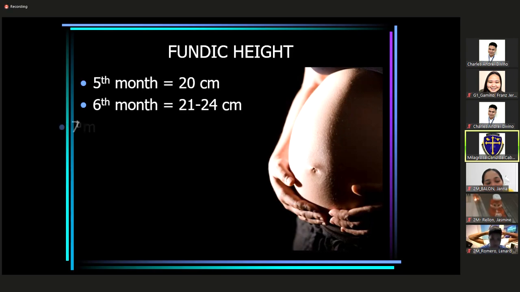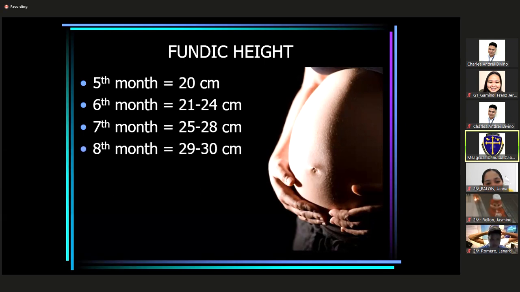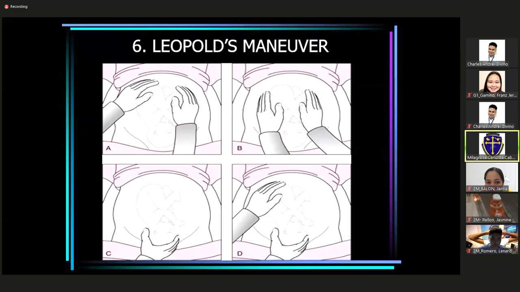6th month is 21 to 24 centimeters. 7th month, 25 to 28 centimeters. 8th month is 29 to 30 centimeters. And 9 months is 30 to 34 centimeters. Yan dapat ang height ng fundus ni mother. Okay? Alright, so now, sa ating Leopold's maneuver naman, what is letter A?